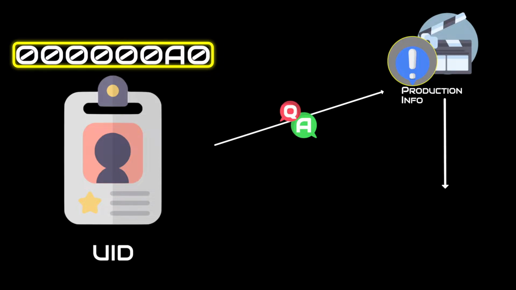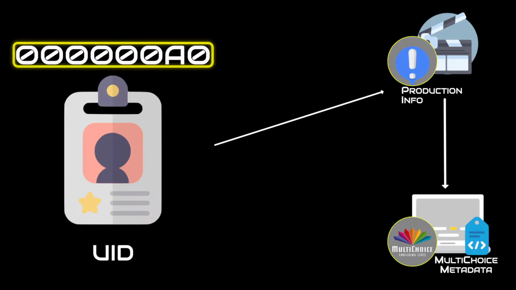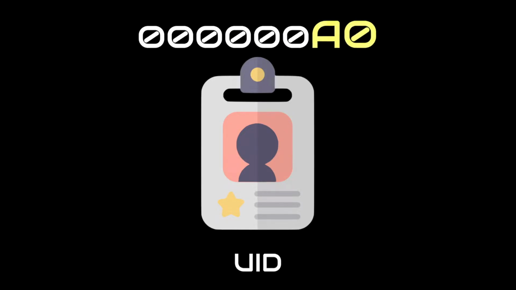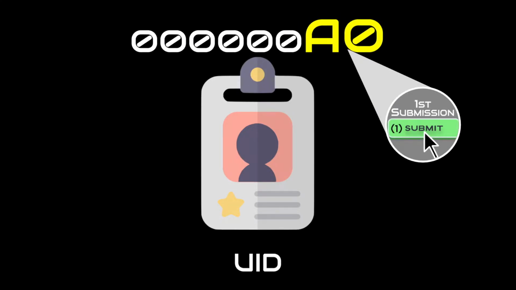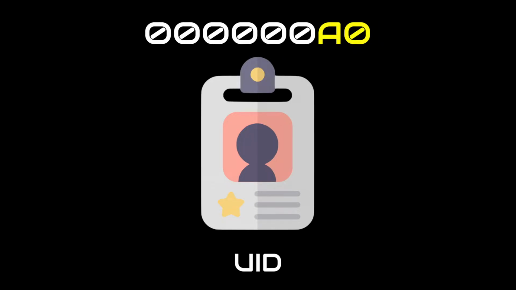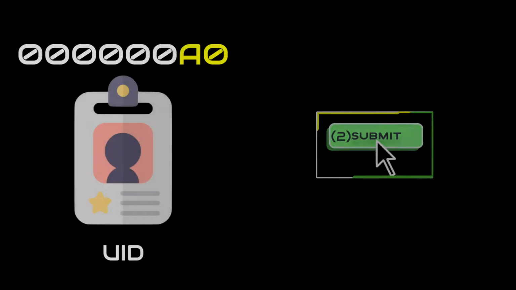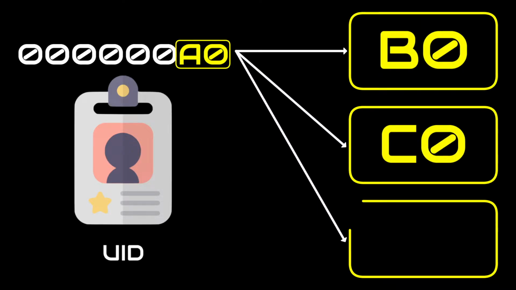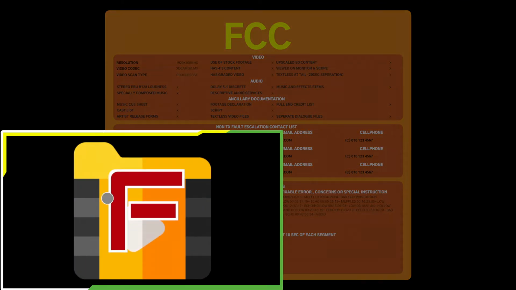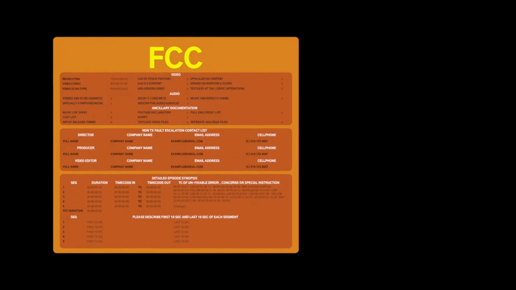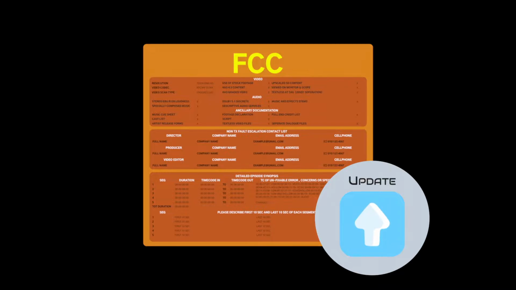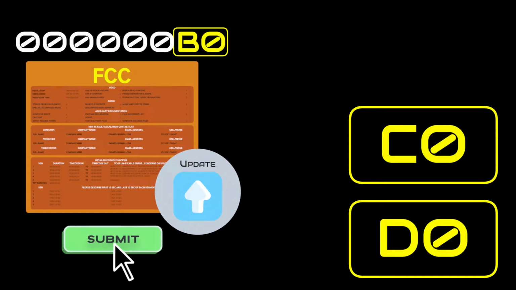RECUE uses the UID code to query for production information from the MultiChoice metadata server. The initial UID code needed for a first submission will always end in a 0. For subsequent submissions of the same media asset and documentation, you must increment the last 2 characters of the UID code to B0, C0, D0, etc. If your media file fails quality control, you must update the documentation for the resubmission by editing and submitting the FCC document to the next UID version.